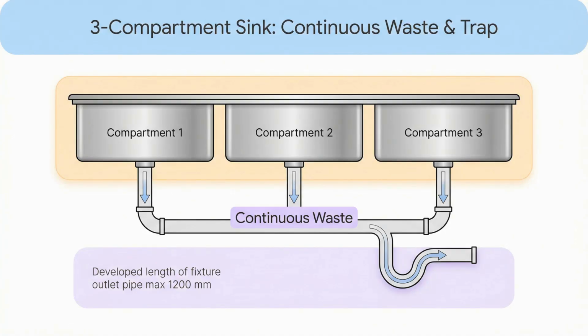Let's look at sinks, specifically trapping. You don't always need a separate trap for every single bowl. If you have a 2 or 3 compartment sink, you can use a continuous waste setup where they all share one trap. The key rule here is the developed length. The pipe from the fixture to the trap can't be longer than 1,200 millimeters. Keep it short to keep it flowing.